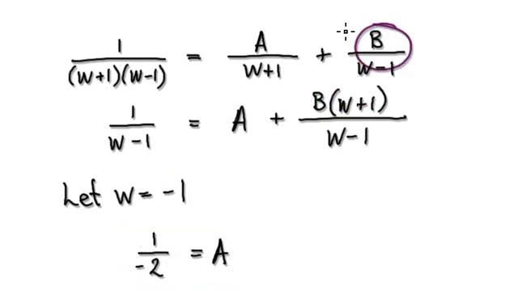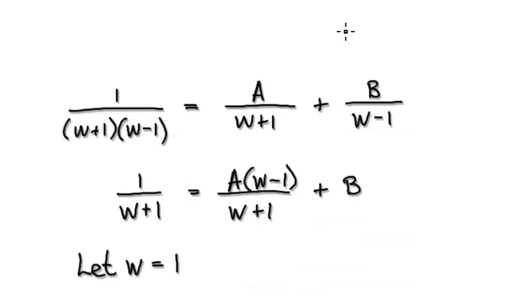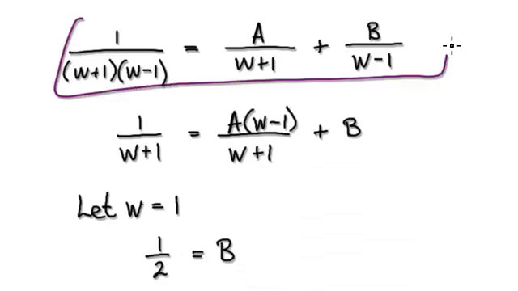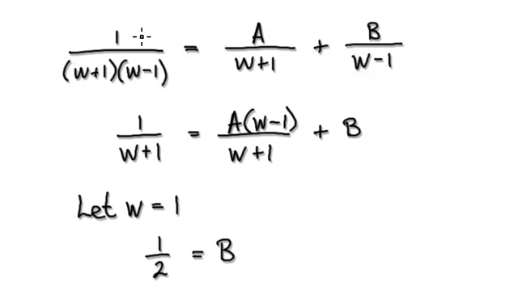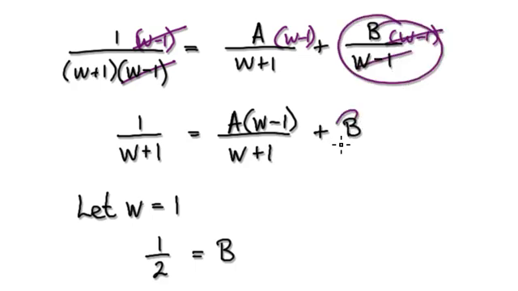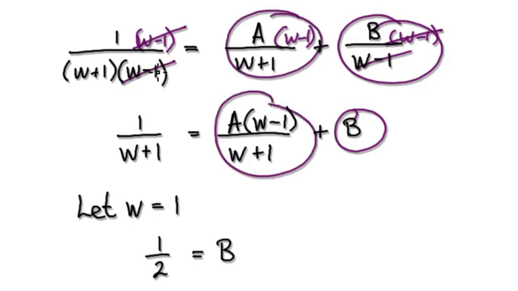Now do the same for B. So let's try and find B. So we were here earlier. Now in this case, to find B, times everything by w minus 1. So when you times w minus 1 here, times w minus 1 here, these two will cancel out. So this thing here leaves you with B. This thing remains the same.